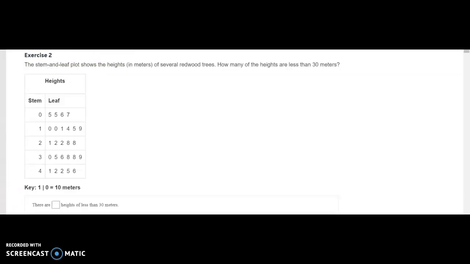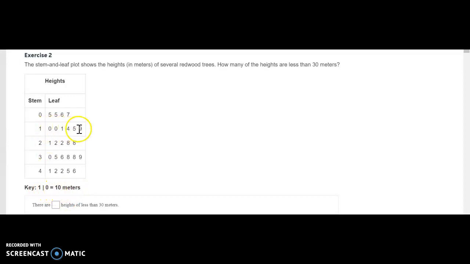So now we have a stem and leaf plot that shows the heights in meters of several redwood trees. How many of them are less than 30 meters? Okay, so the stem and leaf plot shows the height in meters of several redwood trees. How many of the heights are less than 30? So now we're going to look at this, and here is our 0. So these are going to be 5, 5, 6, 7. This is going to be 1, and 0 is going to be 10, 10. And again, it says 1 and 0 equals 10 meters.